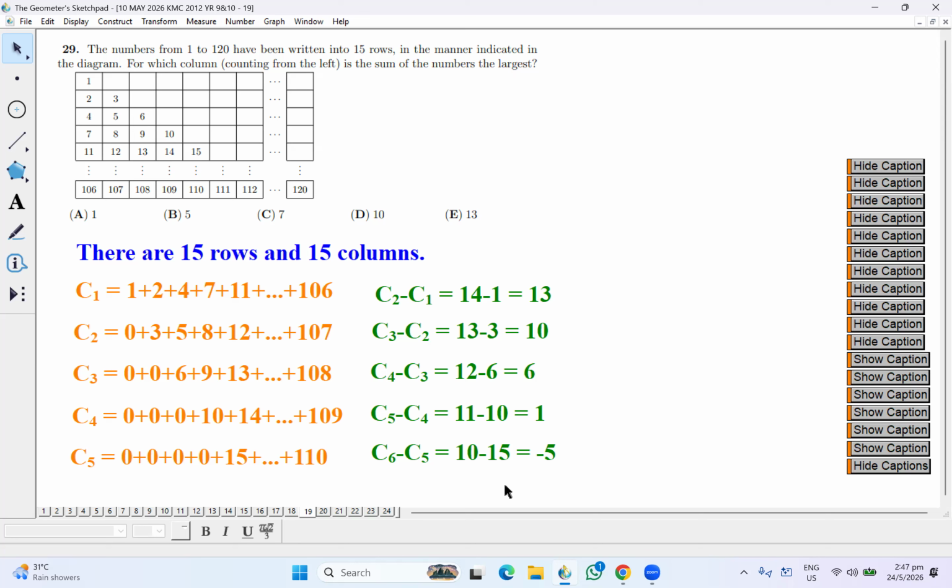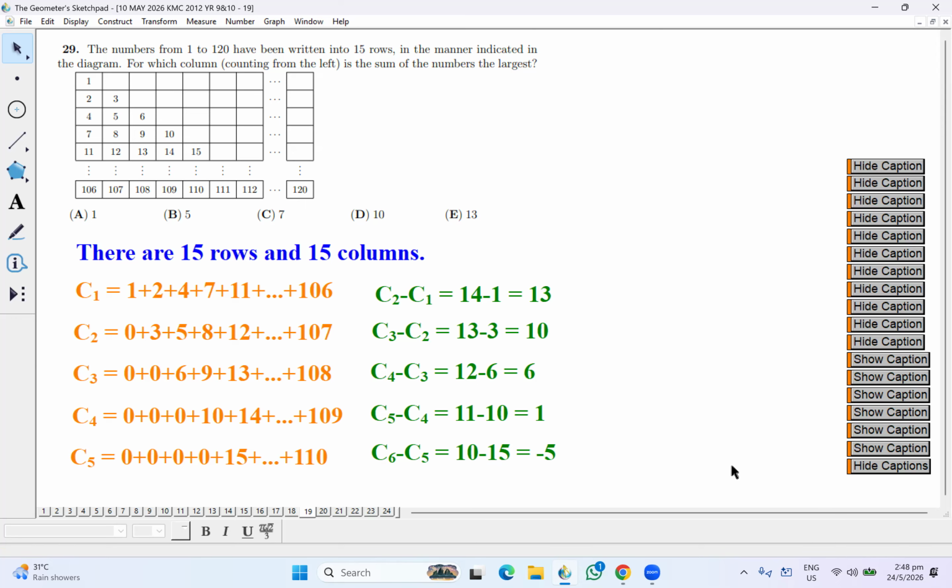So therefore, the column which has the largest sum is column 5. Column 5 is bigger than column 4. After that, column 6 is smaller already, negative already. The answer is B.